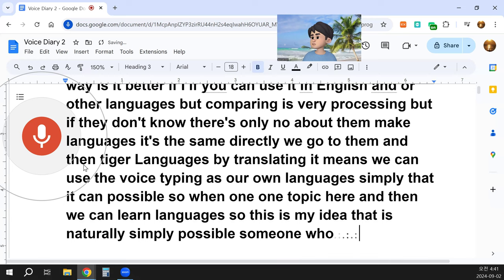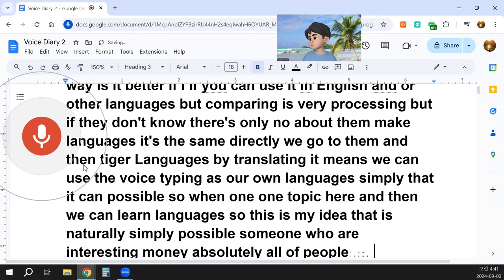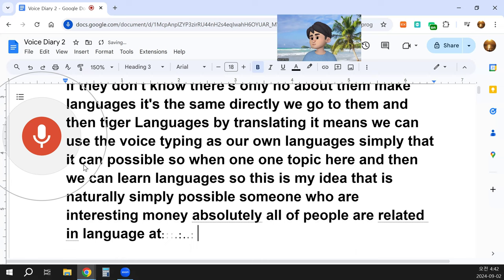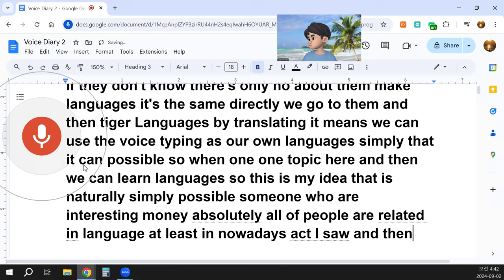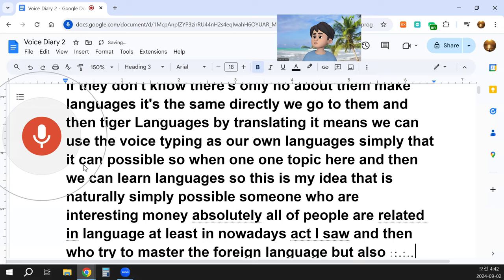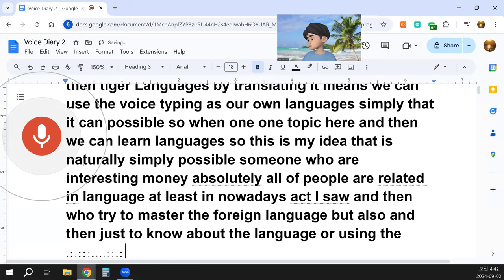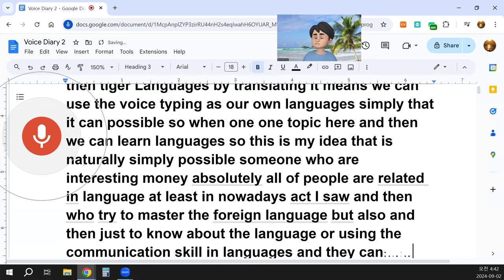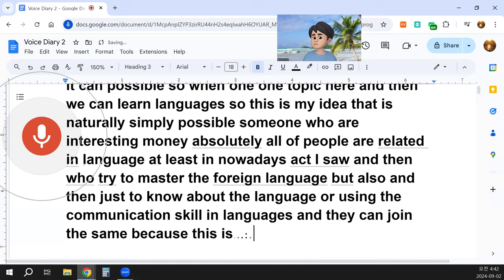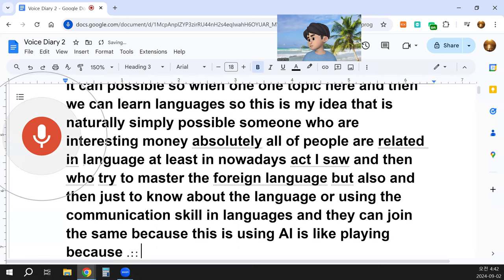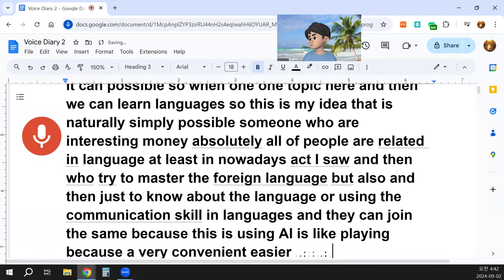Someone who is interested in learning foreign languages, absolutely all people are related with language at least nowadays. Some try to master the foreign language, others just want to know about the language or use communication skills in languages, and they can join the same, because using AI is like playing. Using AI is like playing, because AI is very convenient and easier.